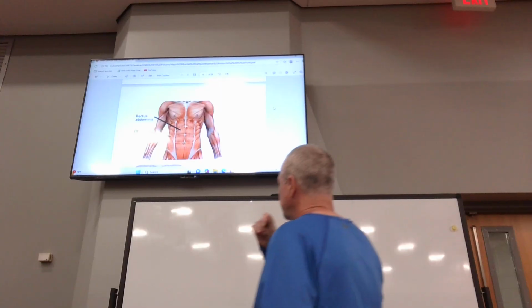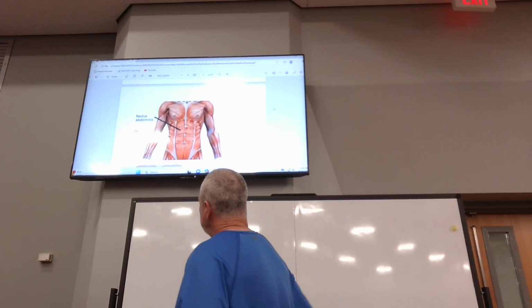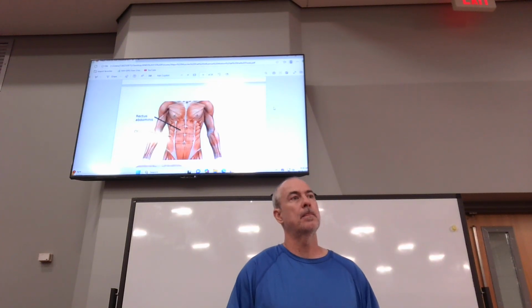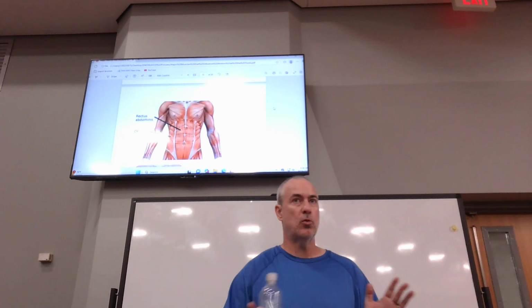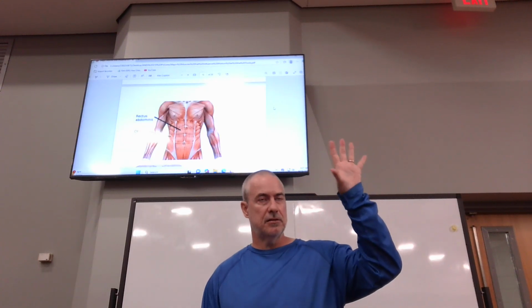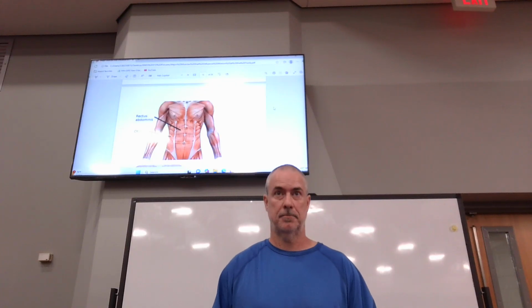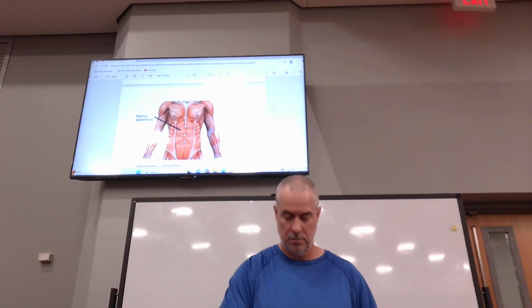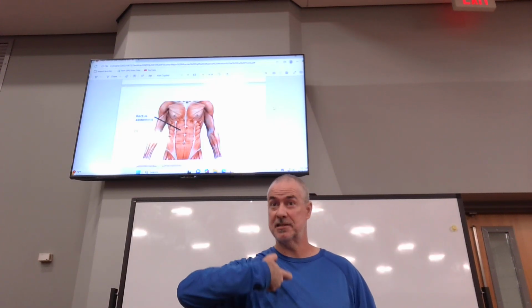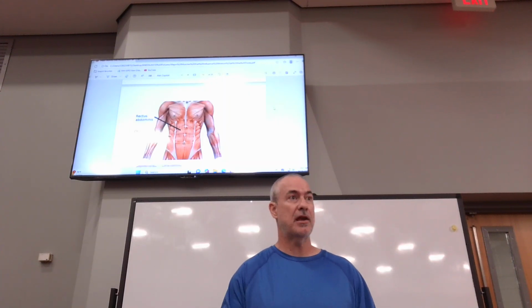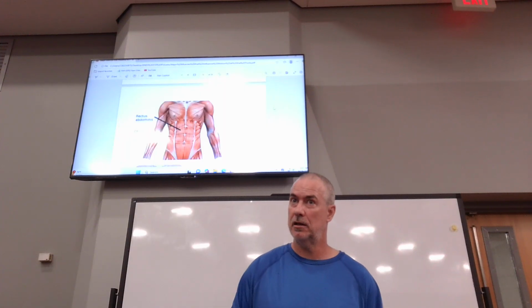All right, guys. The rectus abdominis, straight up and down. No obliquity in anatomical position. This looks like one big muscle, but it's two, because you have a midline and you have a sliver on the right side and a sliver on the left side. So you have a right rectus and you have a left rectus.